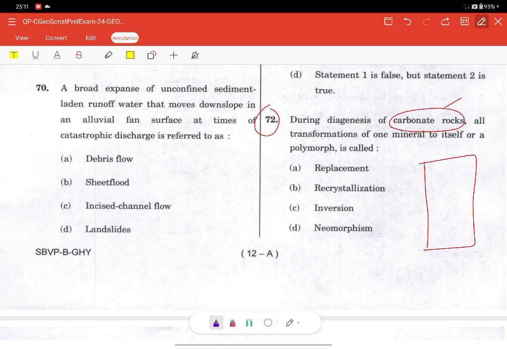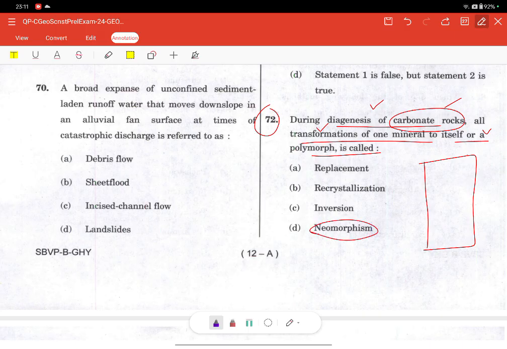So there are key phrases. Diagenesis of carbonate rock, that is the first one. Transformation of one mineral, that is the second one. And to itself or to a polymorph is the third one. Okay. So neomorphism, what is neomorphism?